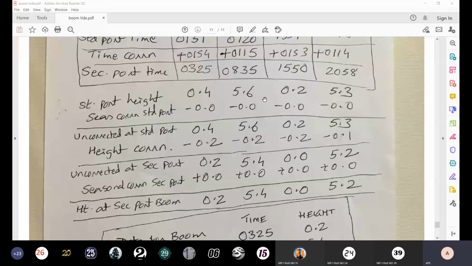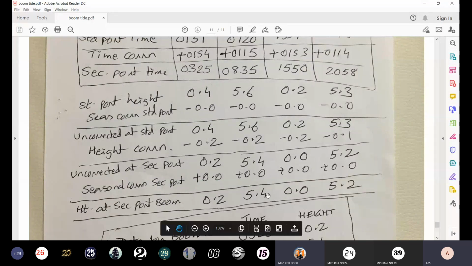Standard port height is given, that you have already written down. Seasonal correction, I'll tell you how to get. You have to subtract. What will you get after this? Uncorrected height at standard port. So 0.4, 5.6, 0.2, 5.3. These are uncorrected heights of low water and high water at standard port. Now, what is the correction to be applied to convert to secondary port? That is known as height correction. Apply that height correction and you'll get uncorrected height at secondary port. Now you add seasonal correction for secondary port.